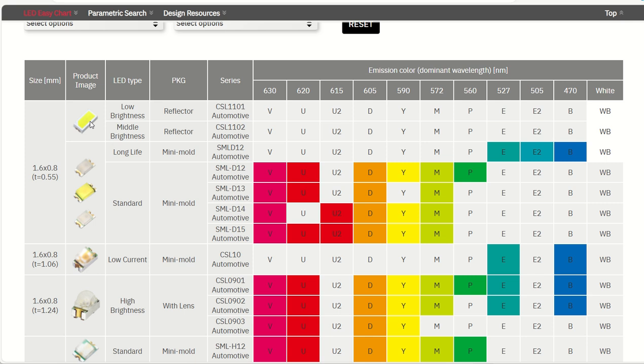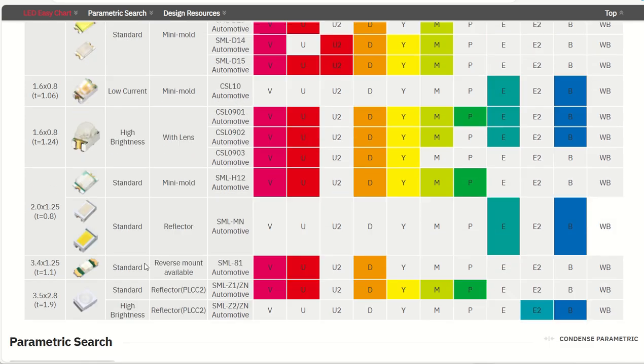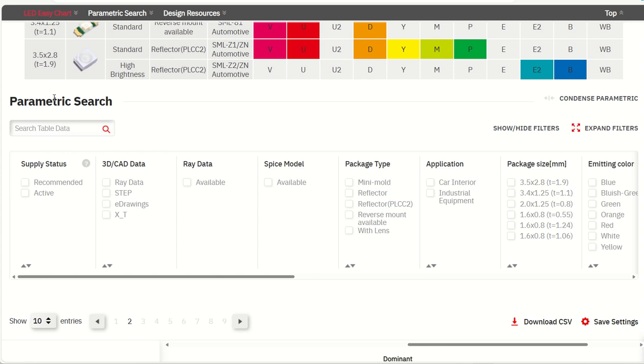Coming back to this particular understanding, like I told you already, this is low brightness. It can be used as a reflector, and it can be used in car interior or exterior. That also is given in the data sheet. The series is mentioned like this, CSL1101. Similar to that, other LEDs will be there for different applications. Okay, got it?